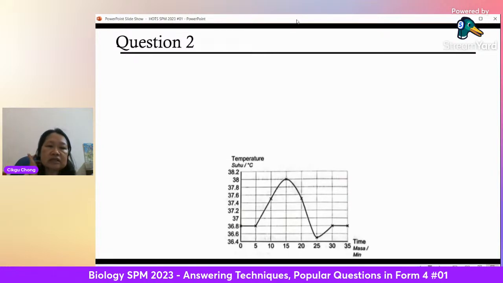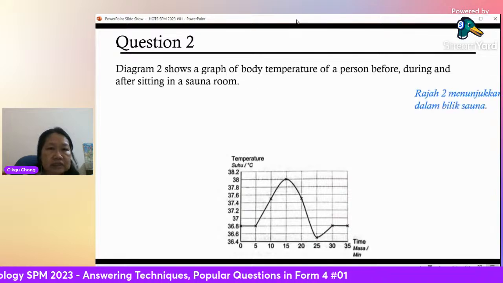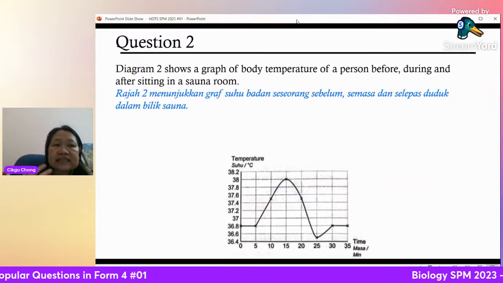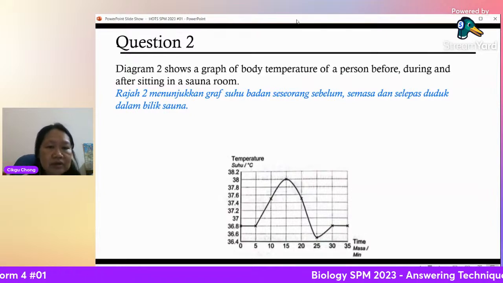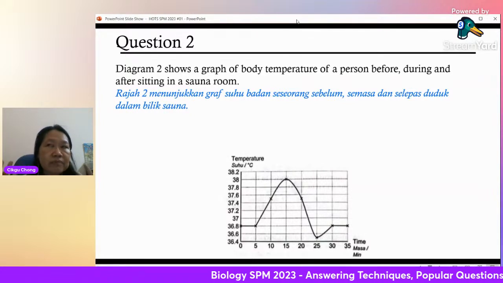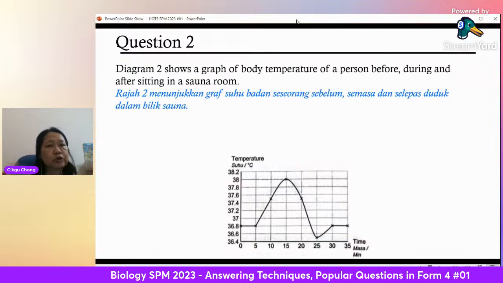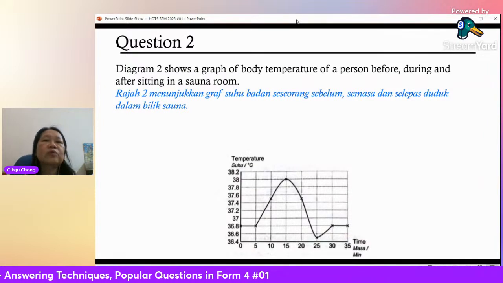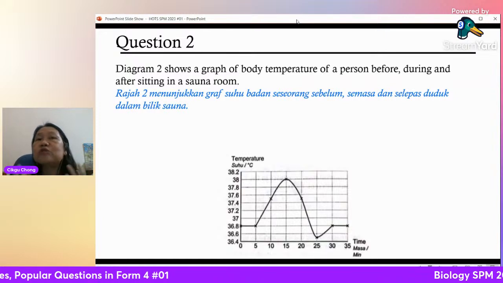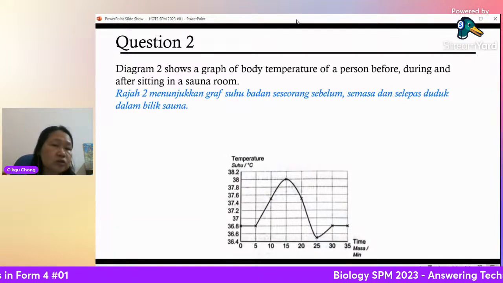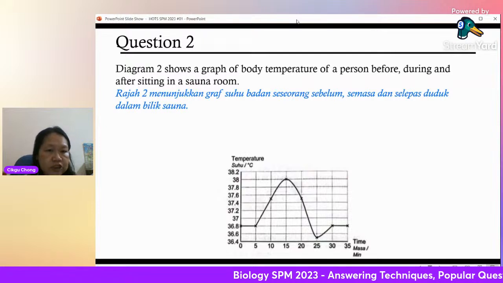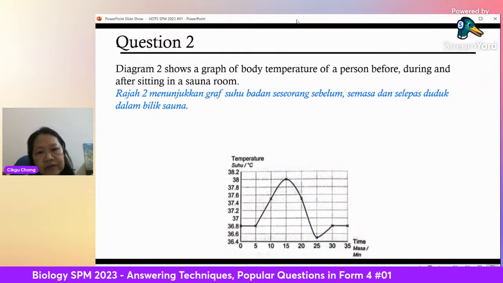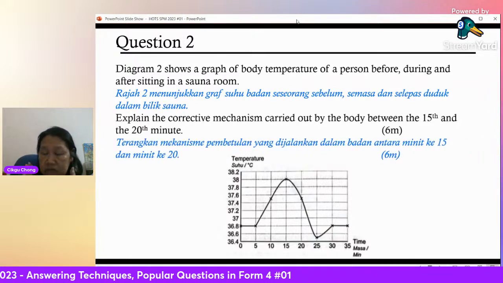Okay, second question. Now this is body temperature. This is the body temperature of a person before, during, and after sitting, no, sorry, not exercising, in a sauna room. Yang bilik sauna tu bilik yang panas. So you sit in this as a way of relaxation, right? And also a way of, people say dieting, we call losing weight. You sweat a lot, right? You go to a sauna room. And you find the temperature increases from 5 to 10 minutes, 15 minutes. And after that, you see the temperature of the body falls down.